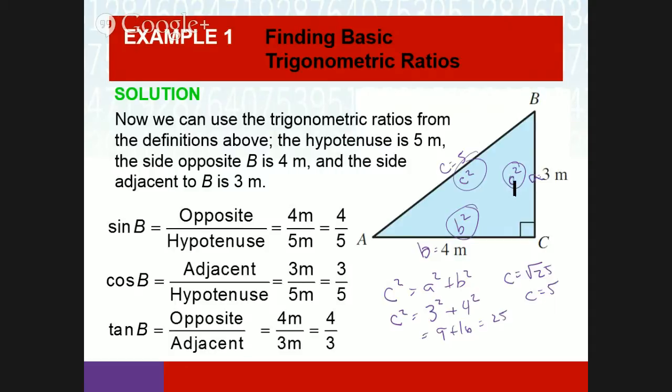Is the hypotenuse always C? Yes, the hypotenuse is always C, and it doesn't matter what the other two sides are. Those are called the legs of the right triangle. The sum of the legs squared is always going to equal the hypotenuse squared.